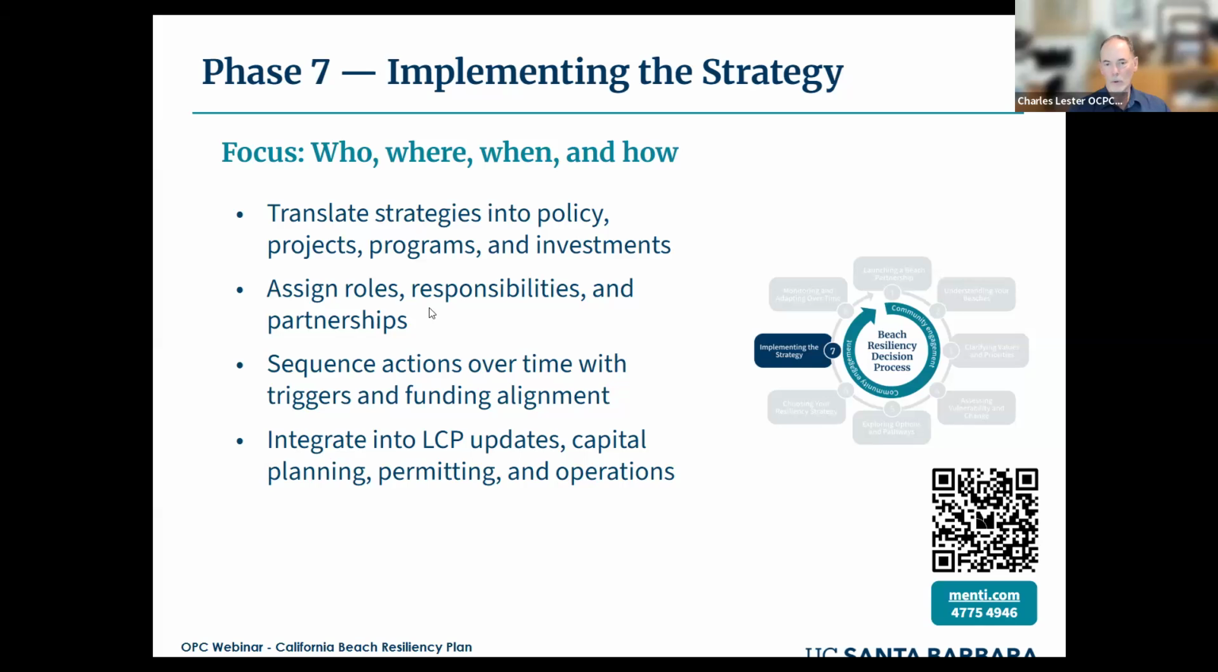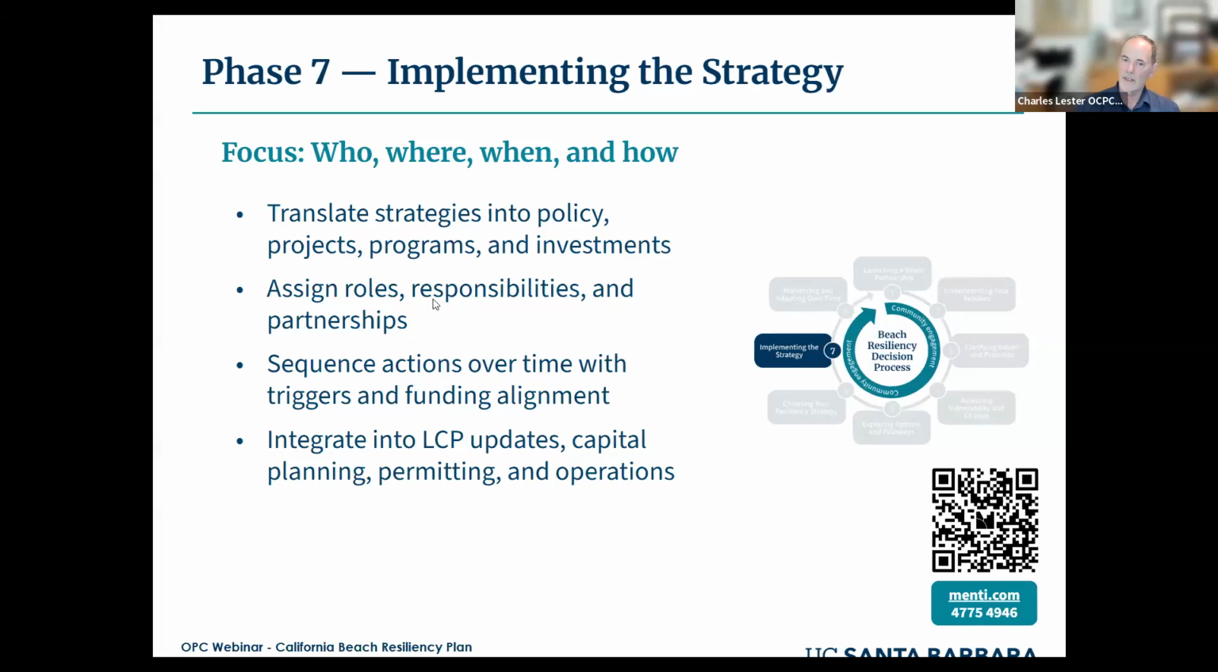You're assigning roles and responsibilities and future partnerships. You're sequencing your actions over time with triggers and funding alignment. And then you're integrating that into all of your other activities. So LCP updates, capital planning, permitting operations. We already have some great examples of this happening in adaptation planning, like San Francisco has done this capital planning translation process. City of Santa Cruz has done some of this with their adaptation actions.